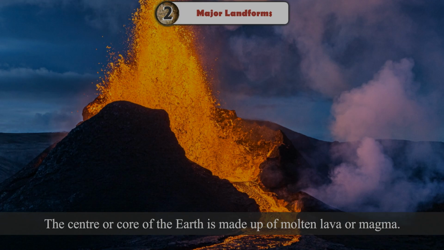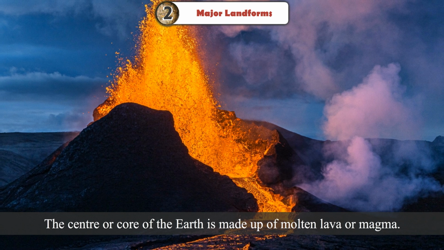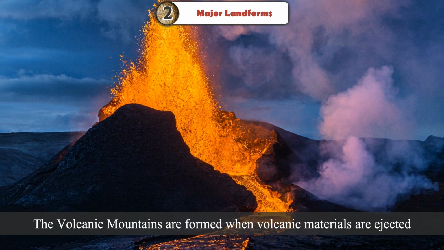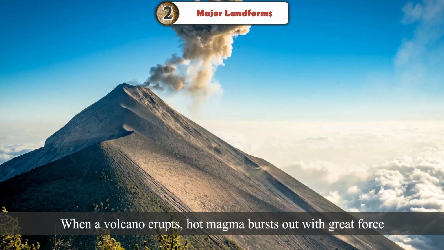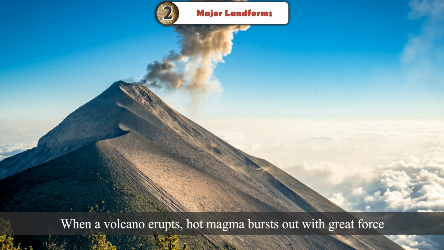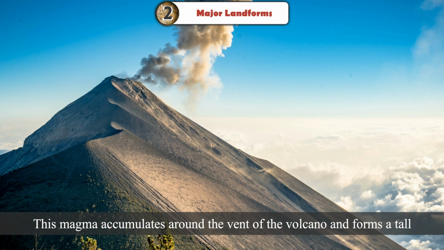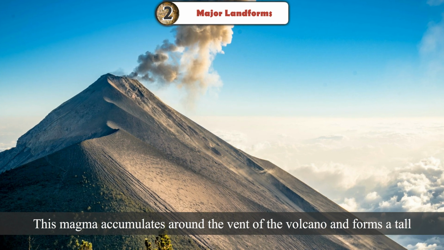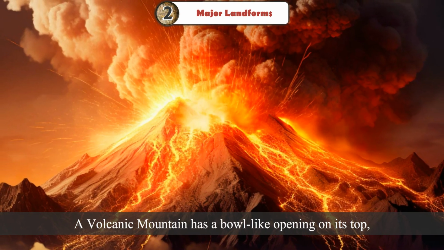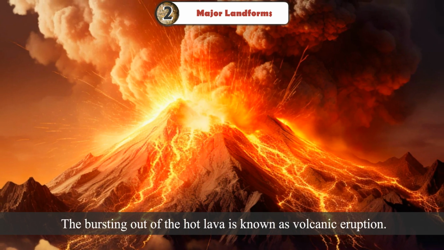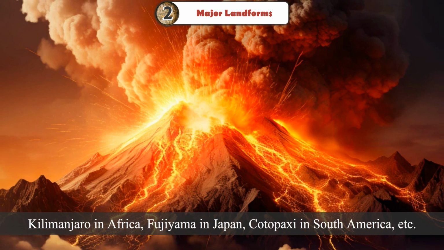Volcanic mountains. The center or core of the earth is made up of molten lava or magma. The volcanic mountains are formed when volcanic materials are ejected from inside the earth. When a volcano erupts, hot magma bursts out with great force and pressure from the vent. This magma accumulates around the vent of the volcano and forms a tall cone-shaped mountain. A volcanic mountain has a bowl-like opening on its top, which is called a crater. The bursting out of the hot lava is known as volcanic eruption.